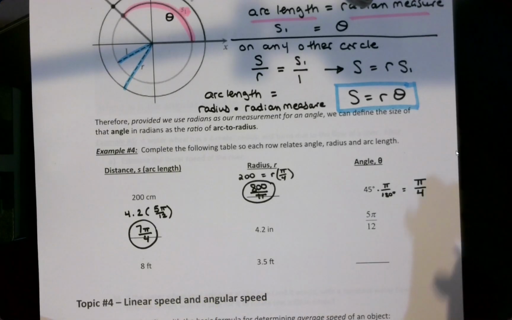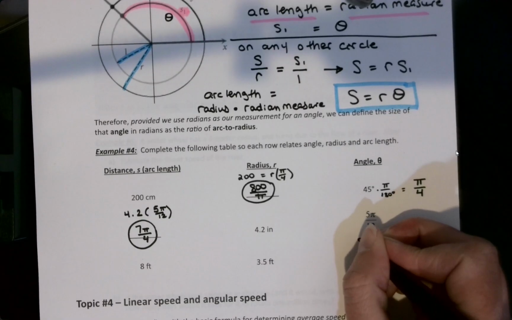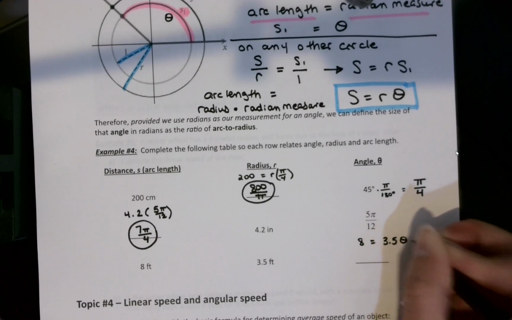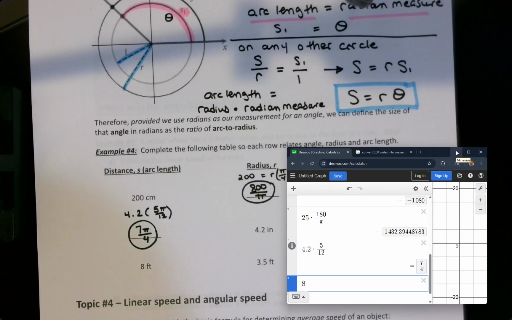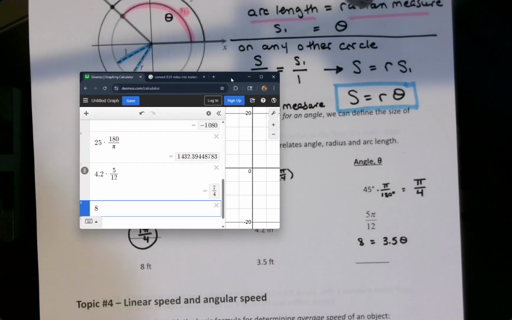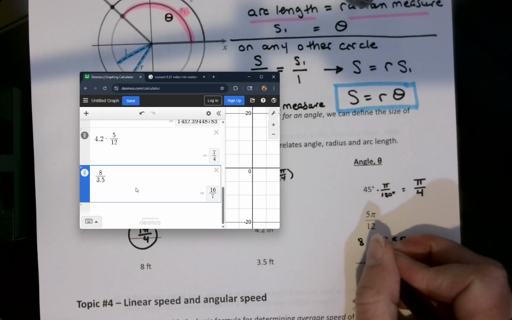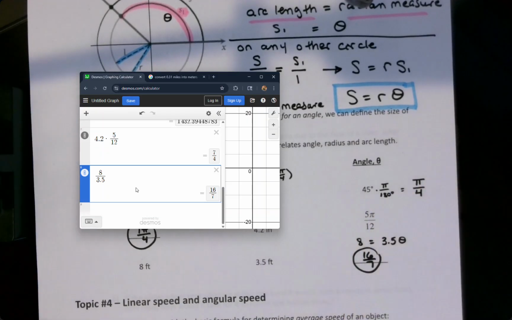In the last one here, we know that S, which is 8, is equal to R, 3.5, times our angle. So if I take 8 and divide it by 3.5, that's going to give us a radian measure of 16 sevenths.